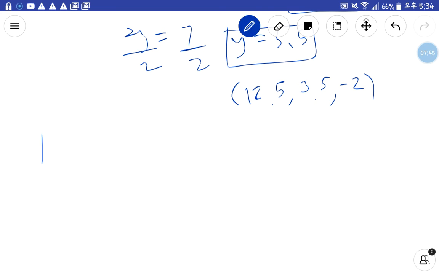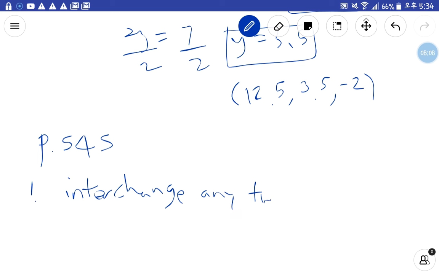Page 545. Equivalent systems of linear equations. The following operations produce an equivalent system of linear equations. Number 1: interchange any two equations of the system. Interchange any two equations. That helps you line up the triangular form.